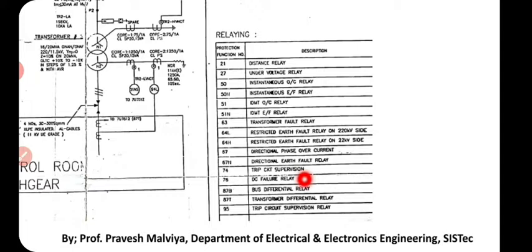76 is the DC failure relay. Those relays operate on some auxiliary supply, and DC is given as the auxiliary supply. So if DC fails, the 76 alarm activates. 87B is for the bus differential relay. The entire bus has to be protected from unwanted peaks. 87T is transformer differential protection. So these are all the protection schemes, all the protection relays for all our equipments.